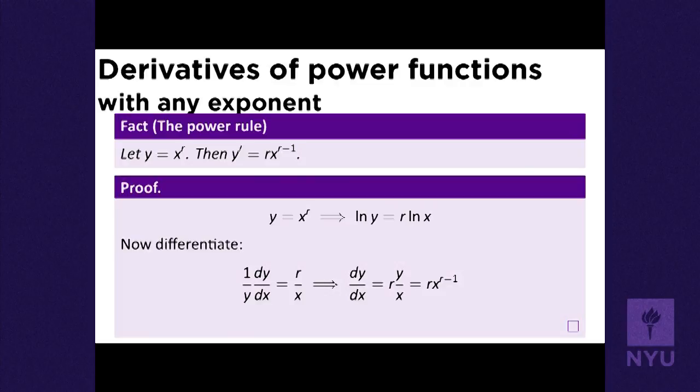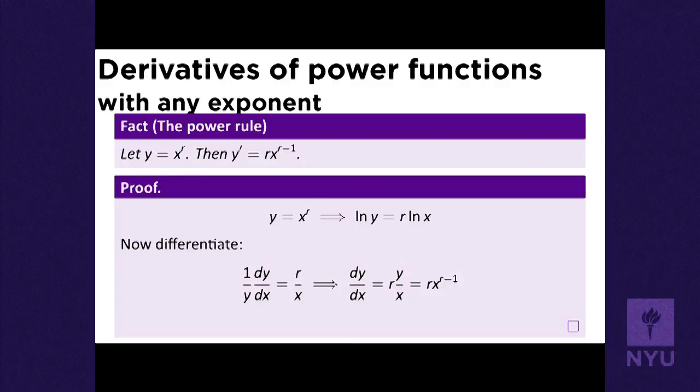Solve this for dy dx, and you get r times y over x. Y is x to the r divided by x, and you get x to the r minus 1. And there you have it. The derivative of x to the r is r times x to the r minus 1. And we didn't make any assumptions about r other than this power function is defined. Okay? So there is the power rule in complete generality.